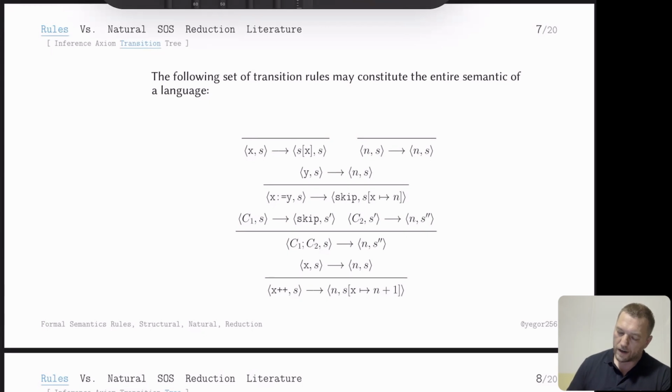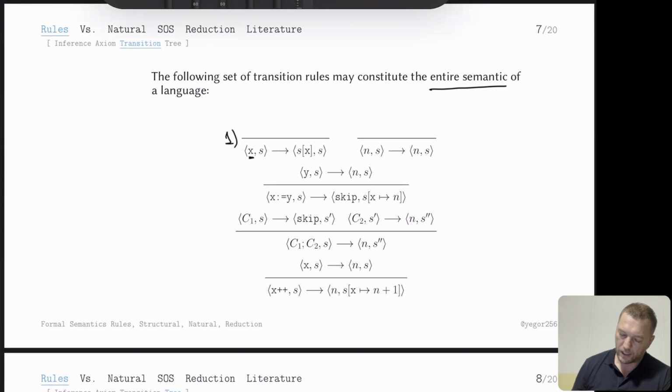This is the entire semantic of a language. Everything. So everything you need to know about my programming language is written here. Let's try to look at this and understand how the language works. So the first rule is an axiom. The first inference rule, number 1, is an axiom.